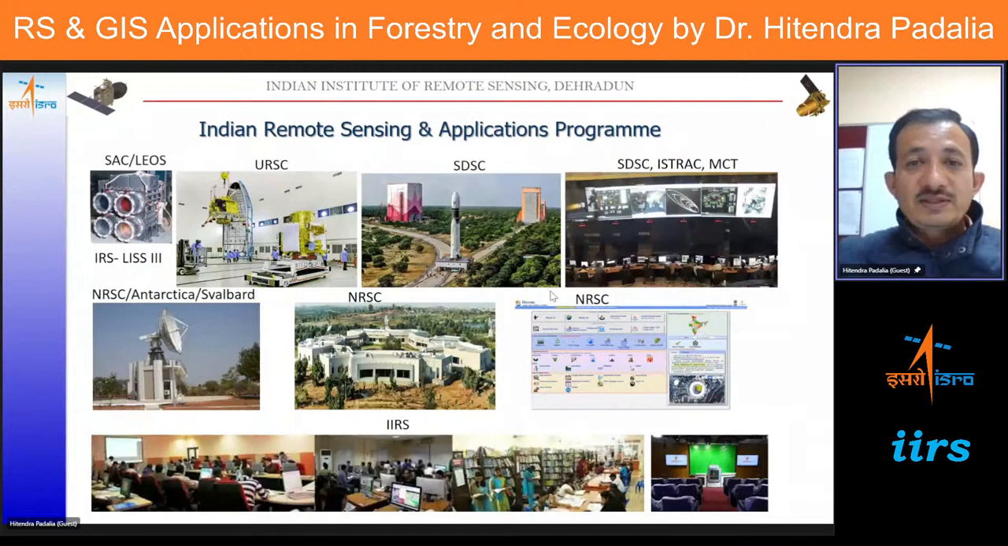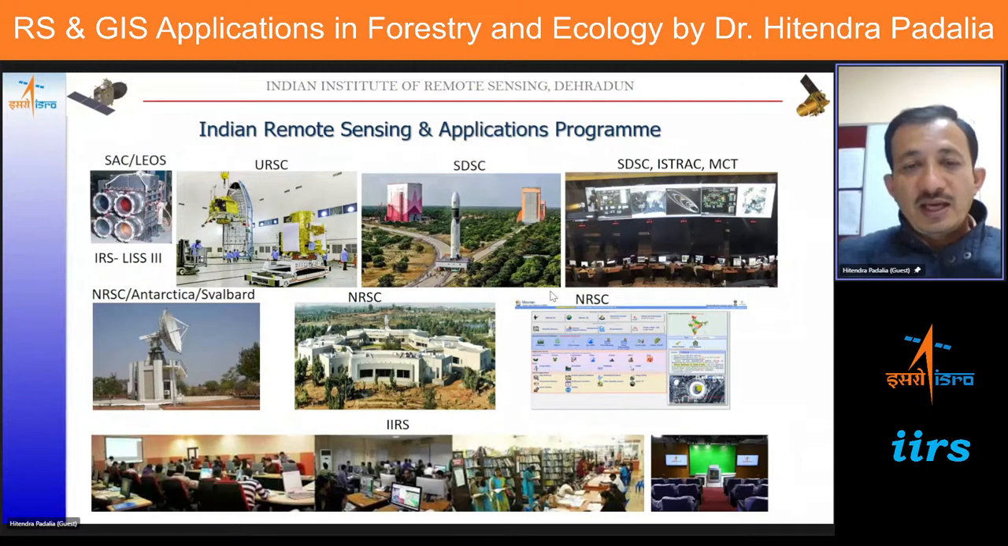As far as ISRO's remote sensing and Earth observation program is concerned, we have different centers and they have different functions. Some of the centers like Space Applications Centre, they prepare the sensor systems, and then we have places like ISRO Satellite Centre at Bangalore. They integrate the different parts of these satellites, and then we have SDSC spaceport, from where we launch our satellites, and then we have different tracking stations, ISTRAC. They track the sun-synchronous and geostationary satellites, and then we have tracking stations across the world, also in Antarctica and Svalbard.